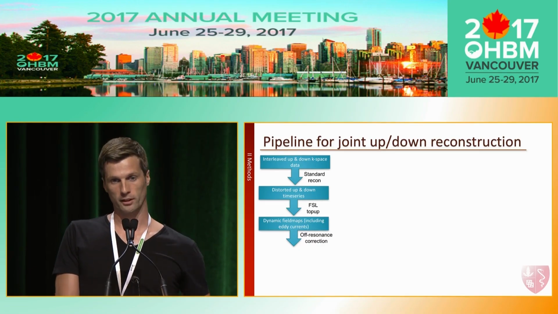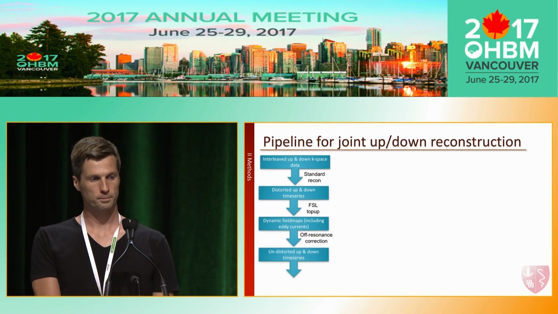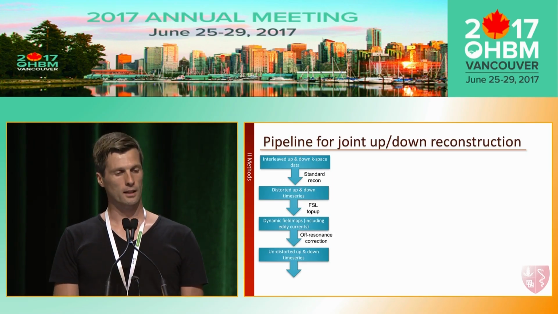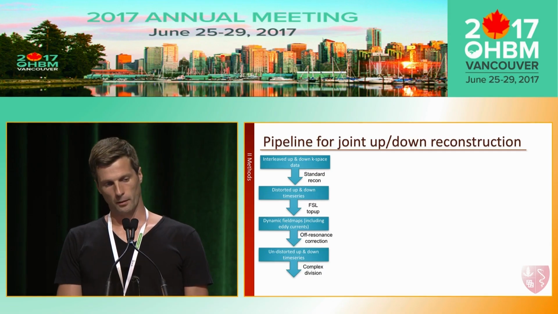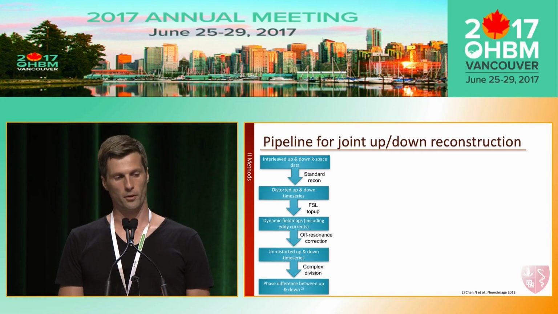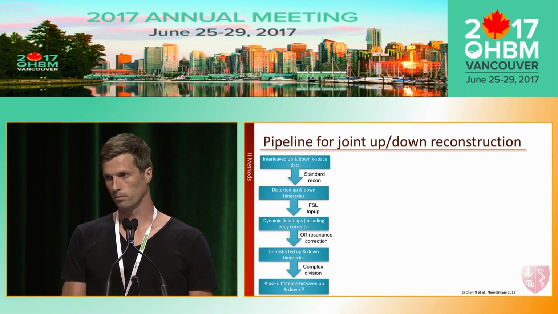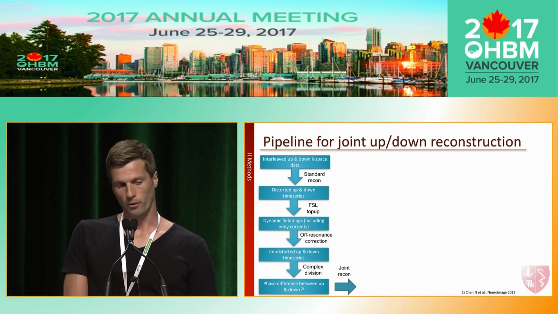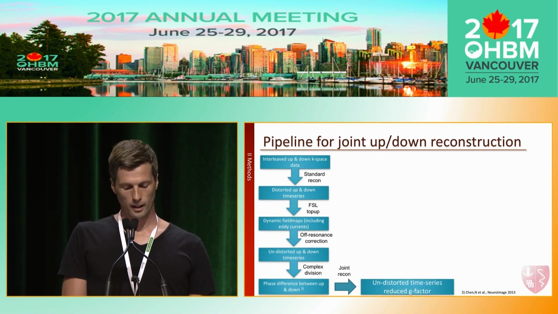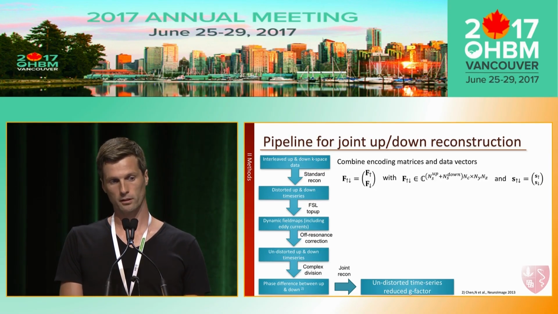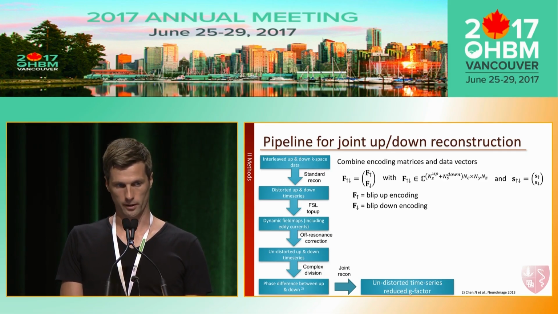Then you perform the off-resonance correction on the up and down data separately, which hopefully gives you undistorted up and down data. And then you have to calculate phase difference maps between the two data sets that are caused by tiny head motion during the diffusion encoding. And then finally, you can perform the joint reconstruction simply by concatenating the encoding matrices from the up and down data set that forms a larger matrix that you then invert.